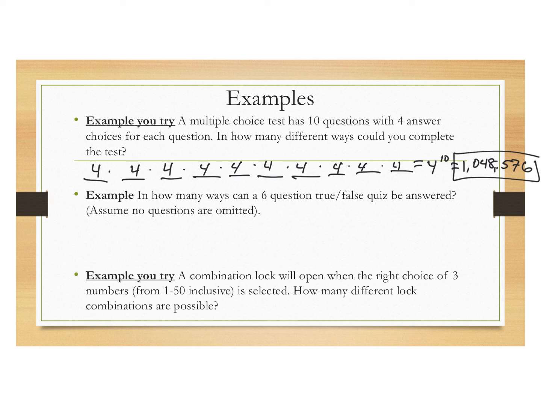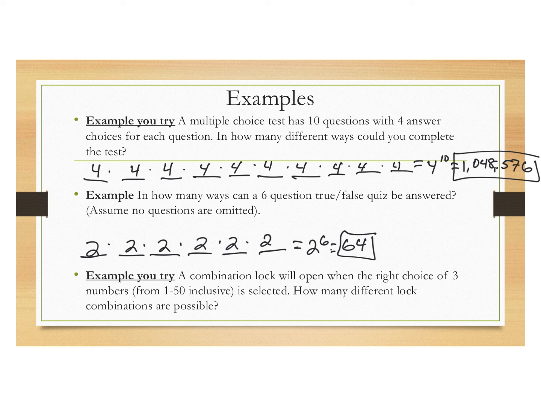In our next example, in how many ways can a 6-question true-false quiz be answered? So we have 6 questions, and how many different ways can we answer it? Well, how many choices do you have per question? Well, you have true or you have false. So each question, there are 2 choices. And this gives us 2 to the 6th power, which in this case is just 64 different ways.